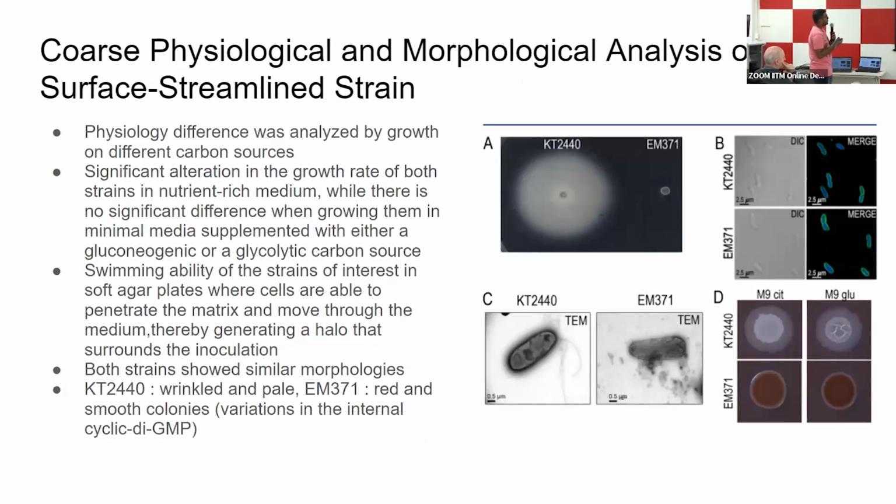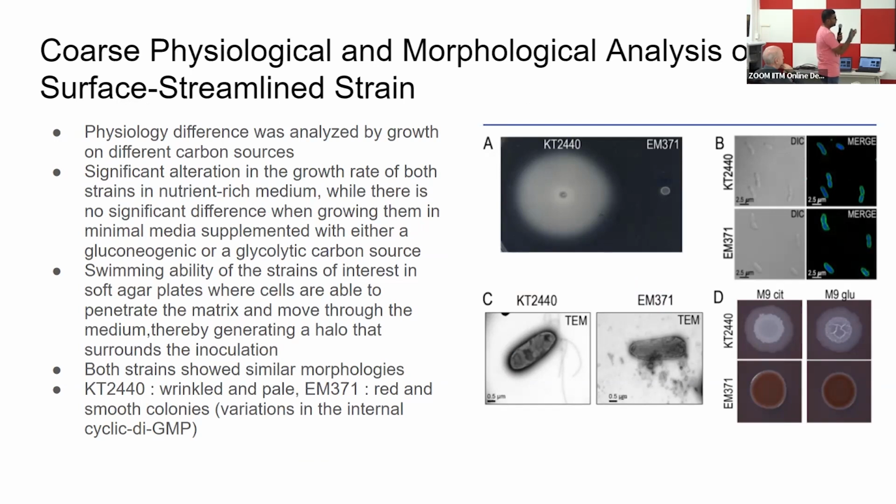Then they checked physiological and morphological properties of both the strains. So both the strains were grown on different carbon sources. As shown in figure A, you can see that the parent strain inhibition zone is larger as compared to the modified strain. So the modified strain is more sensitive. In the B figure, their morphology is shown. It can be seen that both of them have same morphology.